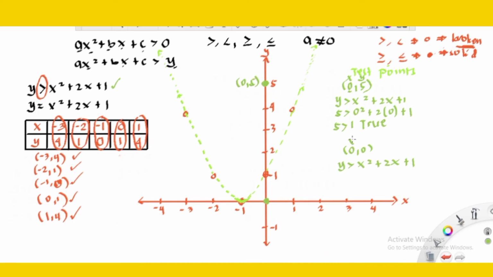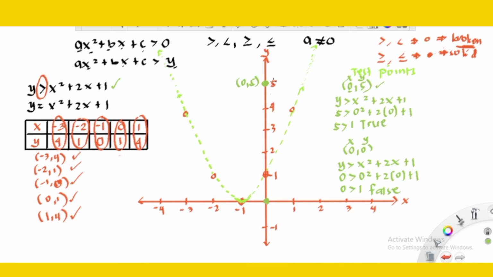So, ito ang x value, ito ang y. Parehong 0 ang x and y. So, y is 0, is greater than 0 squared plus 2 times 0 plus 1. So, we'll have 0 is greater than 0 squared is 0, plus 2 times 0 is 0, 0 plus 1 is 1. So, tama ba to? Is 0 greater than 1? Mas mataas bang value ng 0 sa 1? No, this is not true. This is false. Okay?